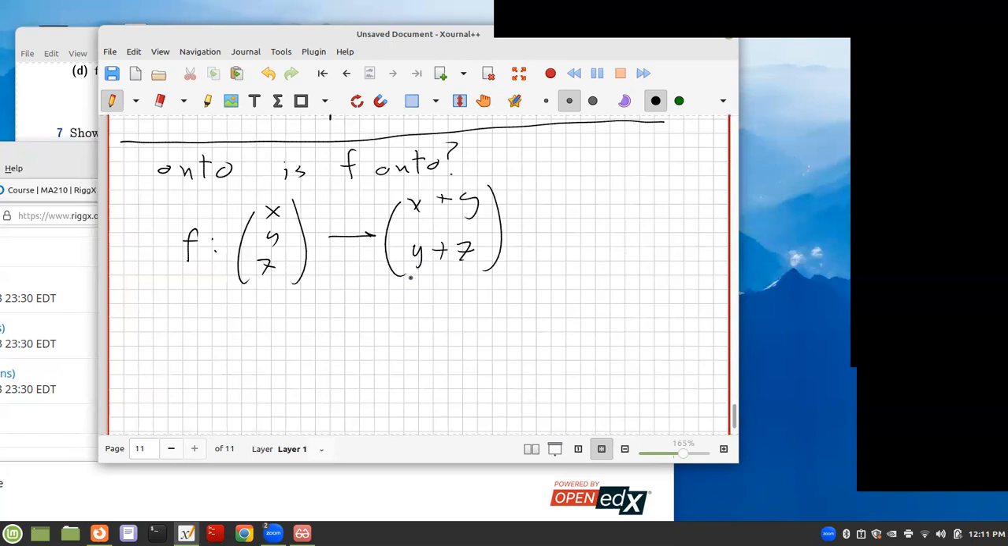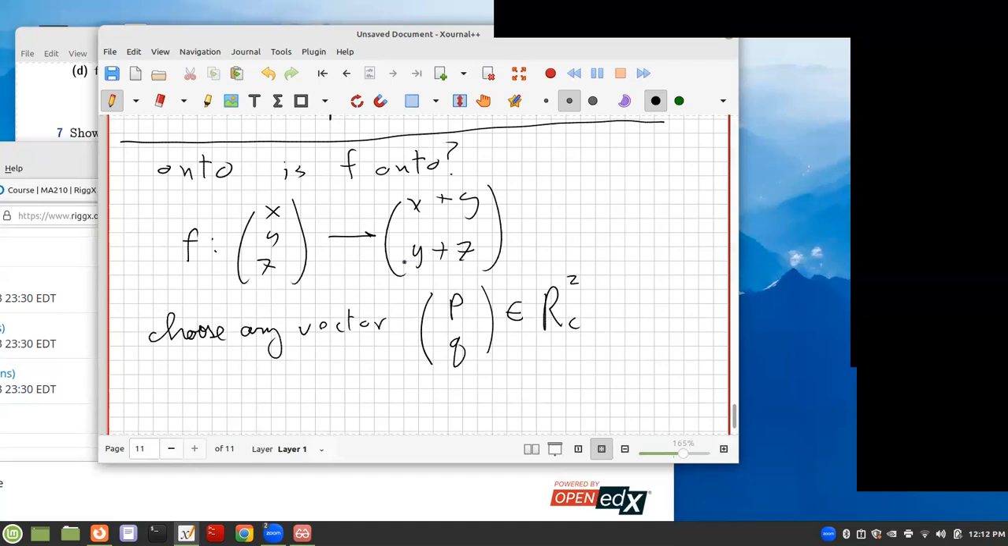So what does it say? It says for any, so we have to choose any vector, say (p, q), that's a member of R^2, and find a vector that it comes from.